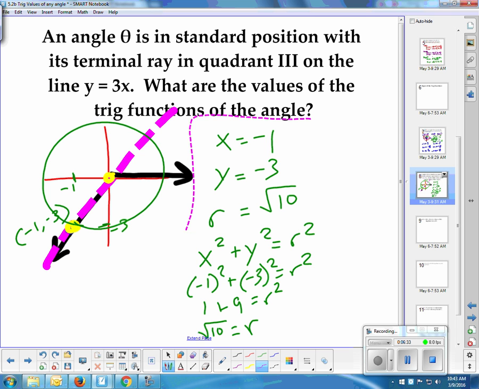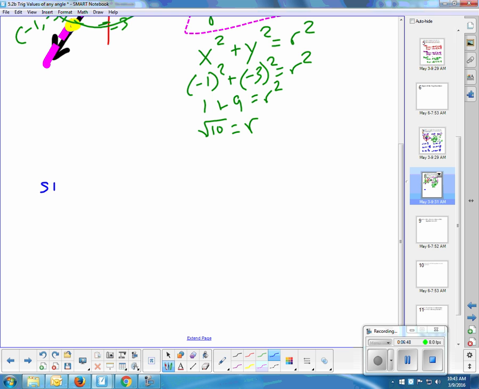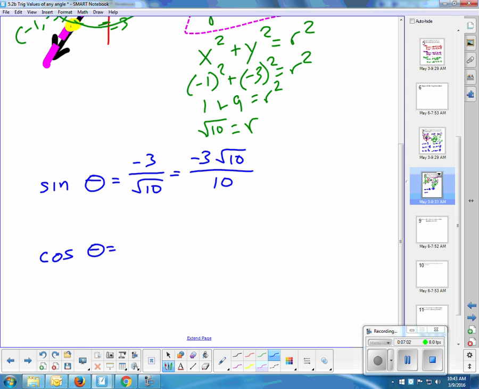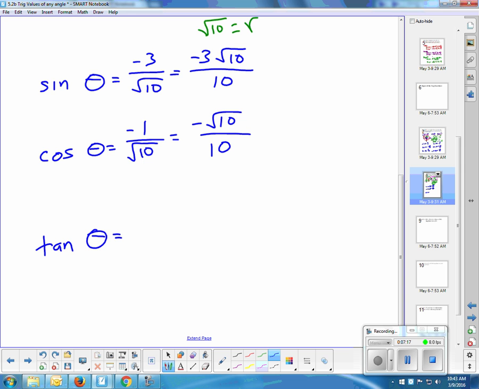So I now have the three values that I need to calculate my trig functions. x is -1, y is -3, r is the square root of 10. Sine of theta, y over r, would be -3 over the square root of 10. Rationalized, that's -3 root 10 over 10. Cosine of theta would be -1 over the square root of 10, which rationalizes to negative square root of 10 over 10. And tangent of theta would be y over x, which simplifies down nicely to 3.